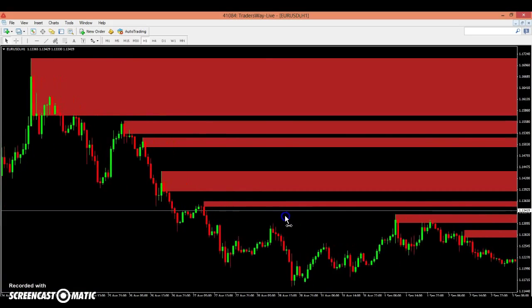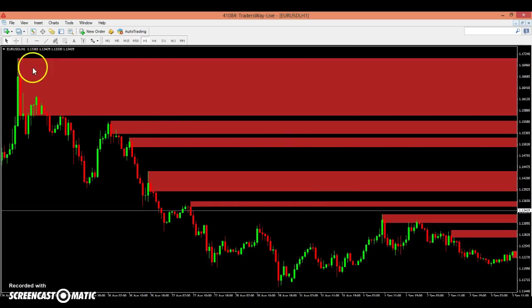I'll give you guys another quick example. Right here, wait to the top, strong push downwards, comes up. This is all fresh zones, fresh supply zones. This is a nice selling opportunity. Take your pips, get in, get out, take your profits, go on about your day.